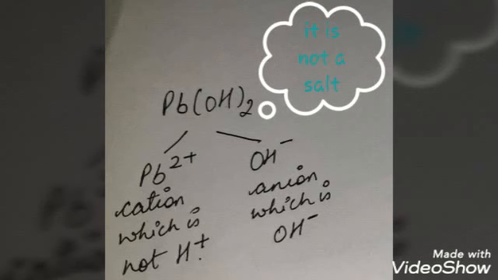Let us take another example of lead hydroxide, which is Pb(OH)2. Now, when it is added to water, it will liberate Pb2 positive and OH negative. Pb2 positive is a cation and OH negative is an anion. Now the cation here is not H positive, but the anion here is OH negative. So Pb(OH)2, that means lead hydroxide, cannot be termed as a salt.